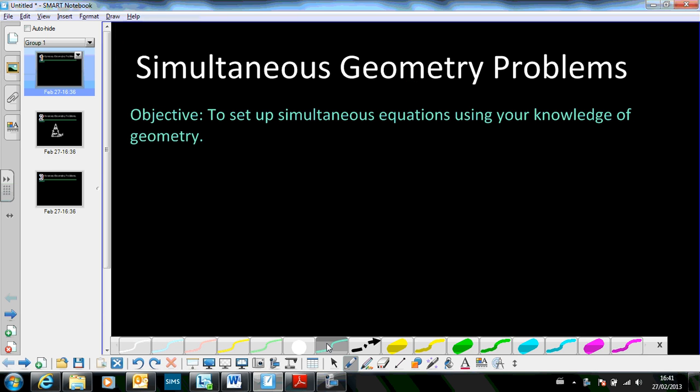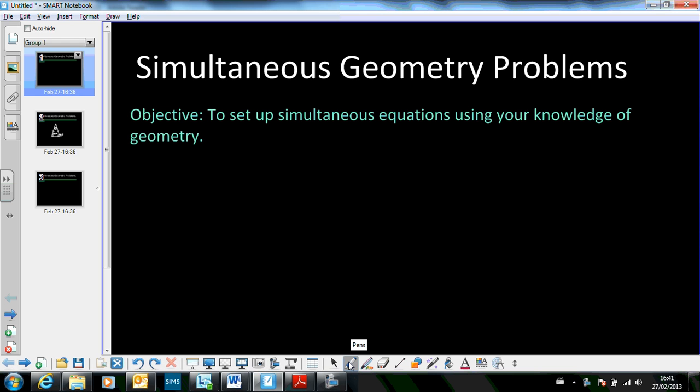Okay, hello once again. Today's lesson is on geometry problems that involve simultaneous equations. We've done a lot of work on simultaneous equations recently. We've been doing really well, so hopefully this shouldn't cause us any major issues. Should all be quite straightforward. We're going to be using some pretty basic geometry knowledge.